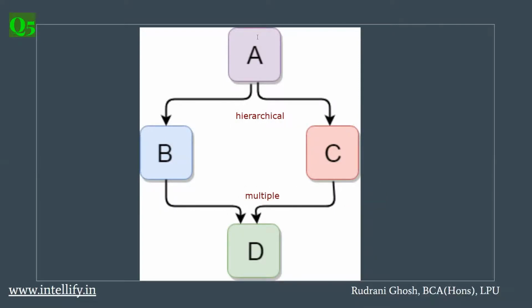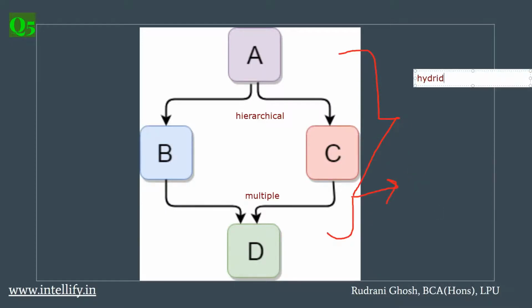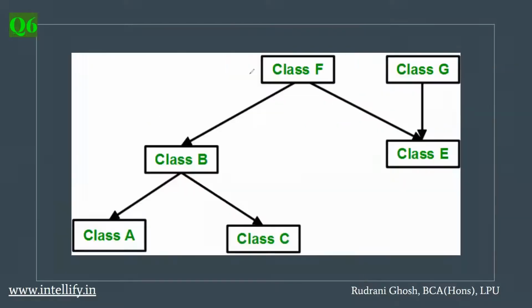As a result, the entire structure is what? Hybrid. The entire structure here is hybrid inheritance because we are seeing both hierarchical and multiple inheritance here together. In this question, there is a class F.